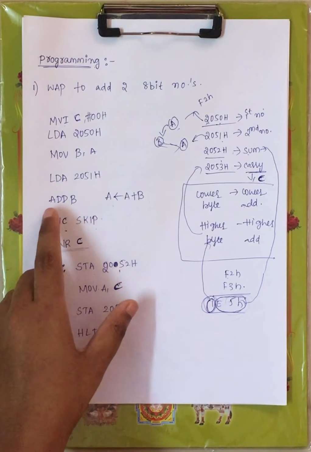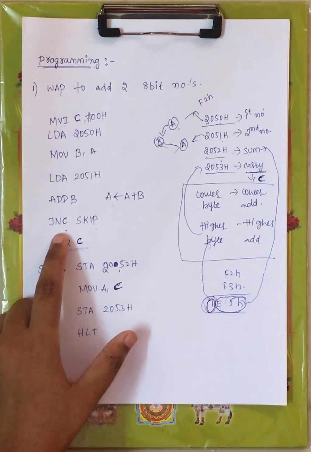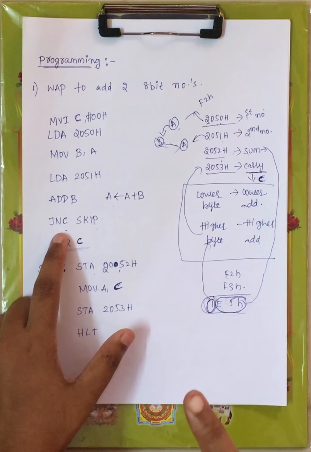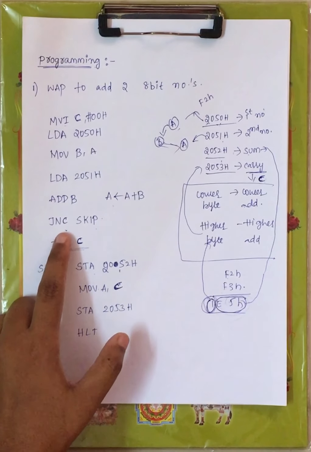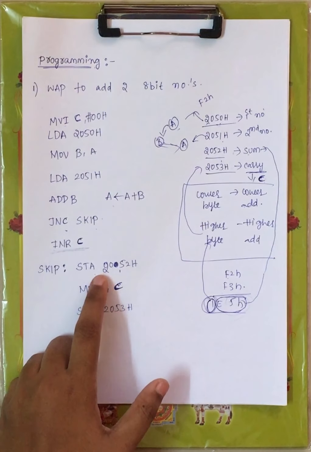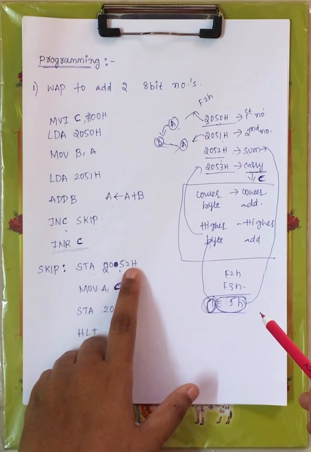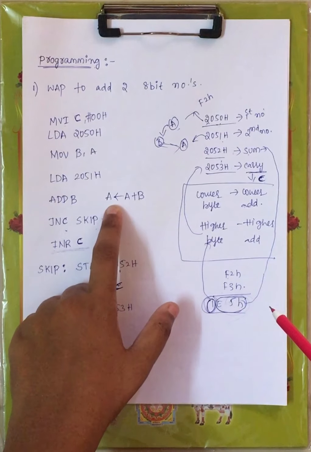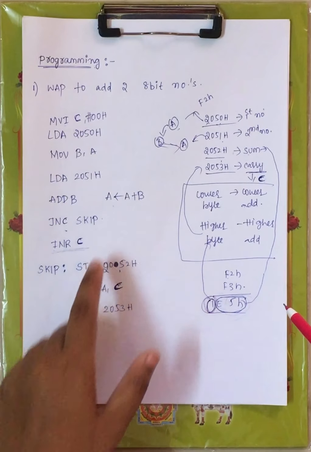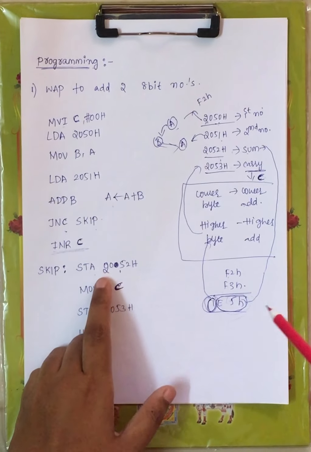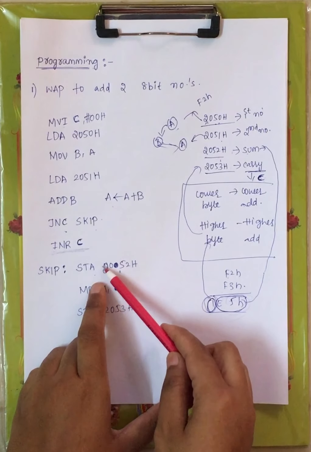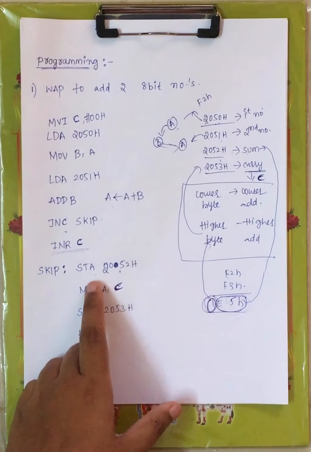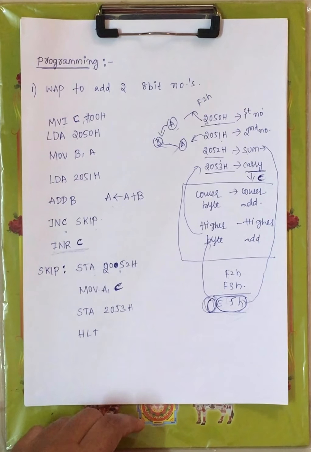Now after addition you may get a carry or you may not get a carry. Now let us assume if there is no carry, we have to write two cases, right? First I am considering case 1, there is no carry. If there is no carry, it will skip to this instruction, that is, the sum is directly stored. Now after adding two 8-bit numbers, the result is stored under the A register, right? Now if there is no carry, we are storing the contents of the A register to the memory location. Nothing but the sum is stored to the memory location, that is 2052H, right?